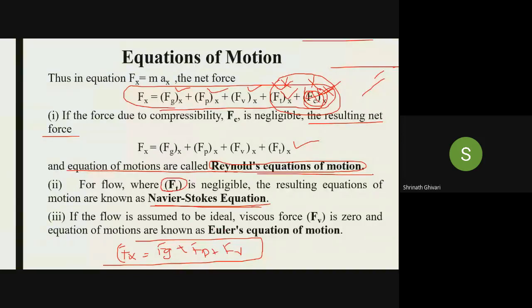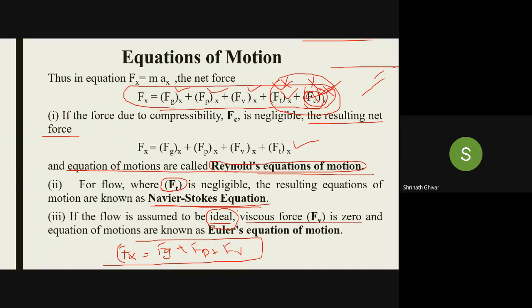If the flow is assumed to be ideal, what is meant by ideal? An ideal fluid is incompressible and non-viscous. It has no viscosity. A fluid which has no viscosity is called an ideal fluid. A fluid which has viscosity is called a real fluid. A fluid which obeys Newton's law of viscosity is a Newtonian fluid, and one which does not is a non-Newtonian fluid. Therefore, for an ideal fluid the viscous force is zero.